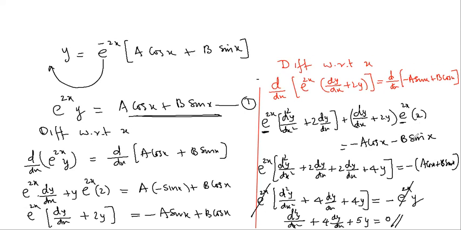Minus e raised to 2x. In which step? Second last step. हाँ, ये क्या है? A cos x plus b sin x क्या है? E raised to 2xy है ना? Yes, sir. माइनस तो पहले ही था, तो माइनस ही रहेगा, और इसके जगह e raised to 2xy.